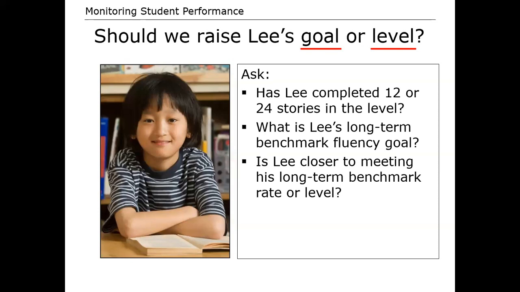So his long-term benchmark goal for level is I want him reading grade level material. If he's a third grader, I want him reading third grade level material. His rate goal is the 50th percentile in the spring of the year for third graders. Okay, so which is he closer to with the curriculum-based measurement data that you have in Read Naturally Encore?